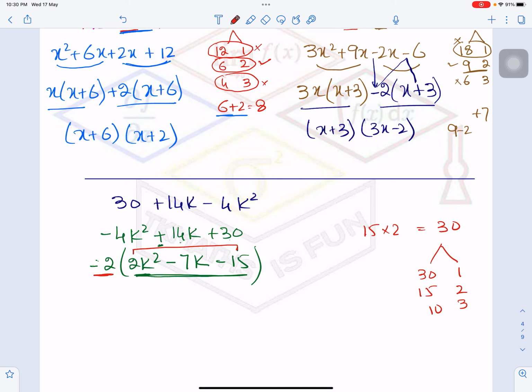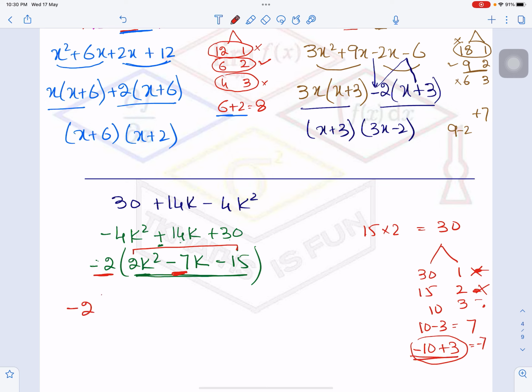Perfect. So now I will see which pair out of these three will give me minus 7 after addition or subtraction. So let's see. 30 plus 1 is 31. No. 30 minus 1 is 29. Okay, out. 15 plus 2 is 17. What do I want? Minus 7. 15 plus 2 is 17. No. 15 minus 2 is 13. Out. 10 plus 3 is 13. No. 10 minus 3 will give me 7. But what do I want? I want minus 7. So I will do what? Minus 10 plus 3. Because minus 10 plus 3 will give me minus 7. So now, instead of this minus 7, I will write minus 10 plus 3.